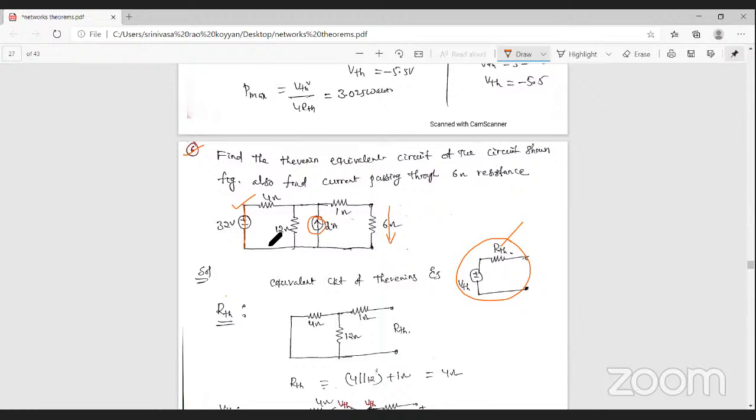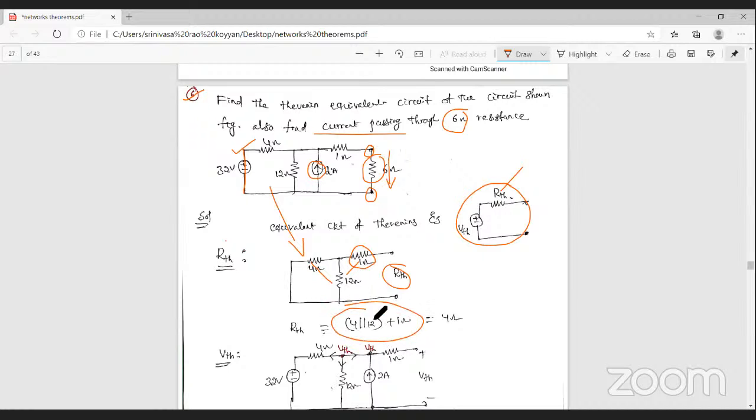Then the circuit can be written like that. So find the Thevenin's resistance across these terminals. Why? Because we require the current passing through the 6 ohm resistance. That's why we find the Thevenin's resistance across these two terminals, that is RTH. From this network, these two are in parallel and the resultant resistance is in series with the 1 ohm resistance. There is 4 parallel with 12, and the resultant resistance is in series with the 1 ohm resistance. Then finally 4 ohm resistance. That is the Thevenin's resistance.